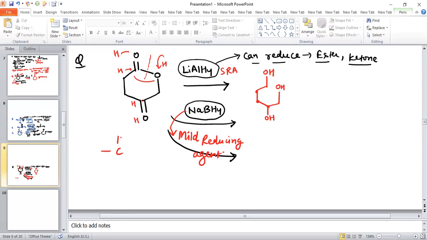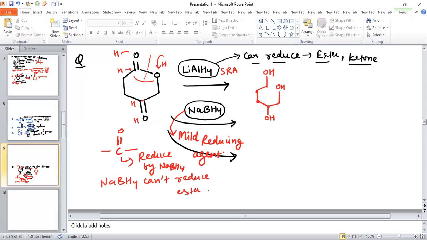So the ketone group, C double bond O, is reduced by NaBH4, but NaBH4 cannot reduce the ester group. So the ester group is not reduced by NaBH4. Now what product will be obtained? This group will remain the same.